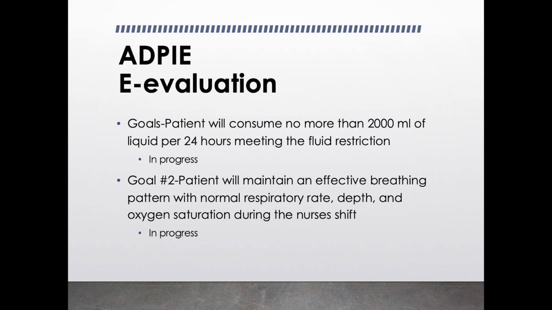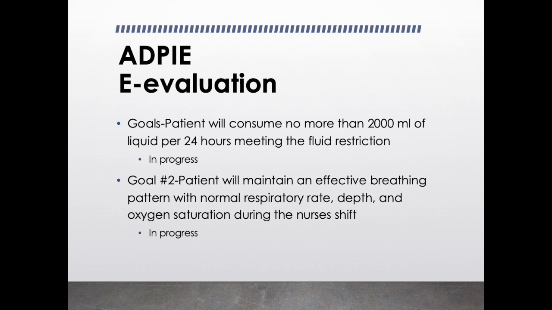All right, so that last piece of ADPIE, remember, ADPIE is assessment, diagnose, come up with a nursing problem, P for planning, I for interventions or implement, and then E for evaluation. We got to evaluate those things, okay? So remember, we had 2 goals, and we got to look at those goals.